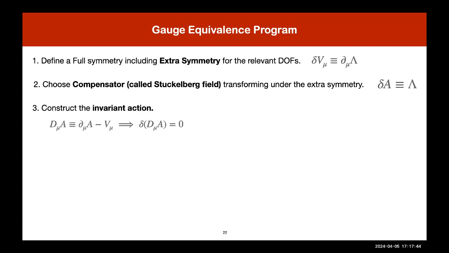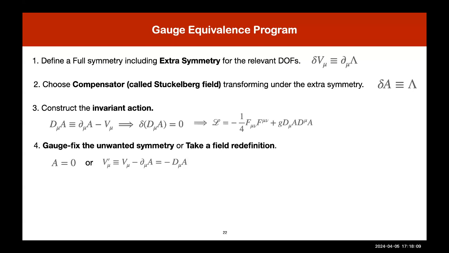Then we can construct the invariant interaction. So here we just define the covariant derivative in this way, and it automatically gives us that this is zero under the transformations, so that the invariant action can be written in this way.